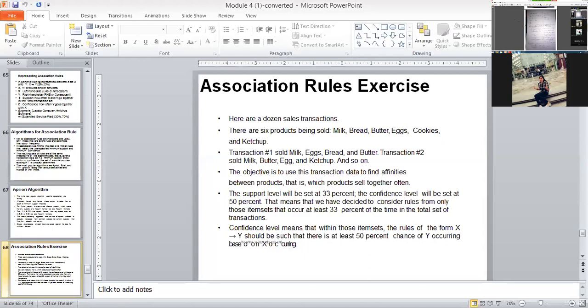So can you see this now? There are 5 transactions: 1, 2, 3, 4, 5.